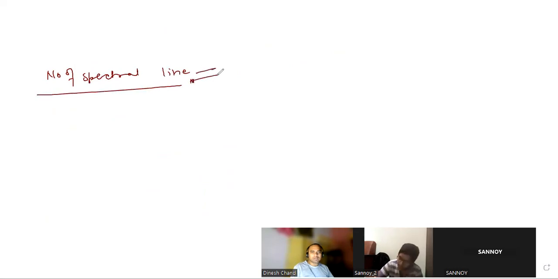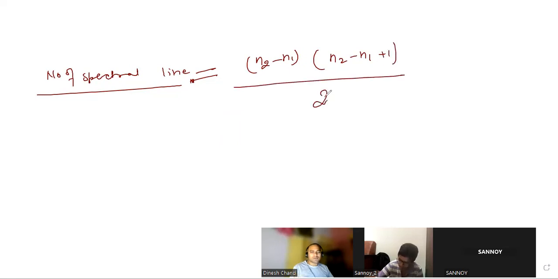Number of spectral lines is (n2 minus n1), then in another bracket (n2 minus n1 plus 1), divided by 2. This formula is used for any of the spectral lines. Where is the multiplication? In the bracket, there is a multiplication of n2 minus n1 with n2 minus n1 plus 1. Here is the multiplication. Okay.